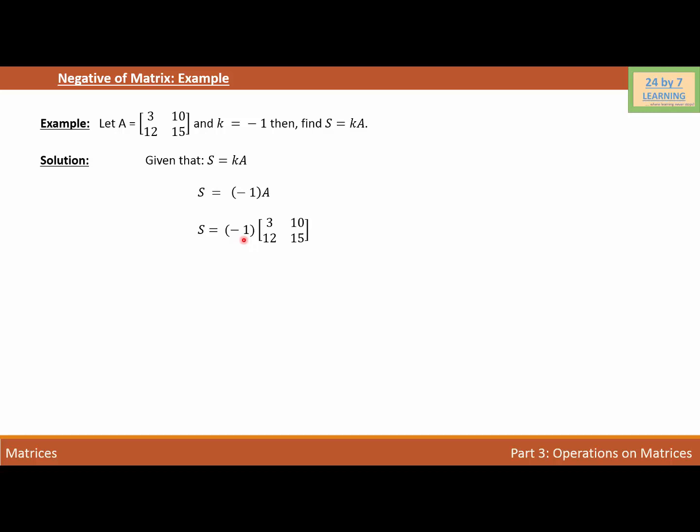So we will multiply -1 times 3, -1 times 10, -1 times 12, it's right here, and -1 times 15, which is over here. So -1 times 3 is -3, -1 times 10 is -10, -1 times 12 is -12, and -1 times 15 is -15.